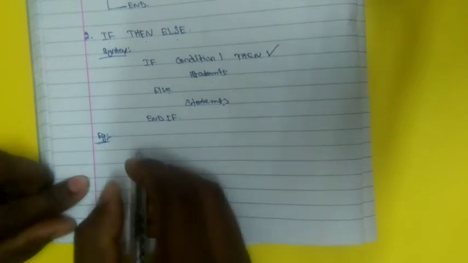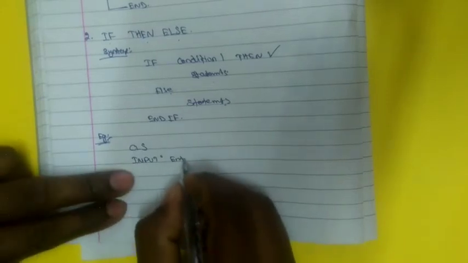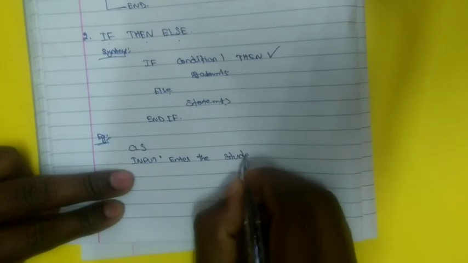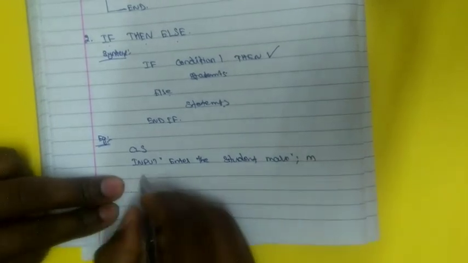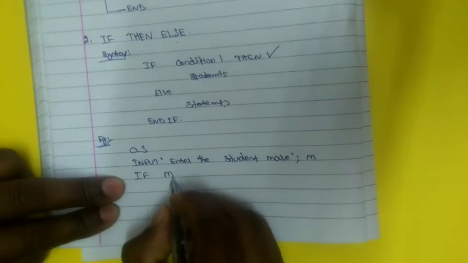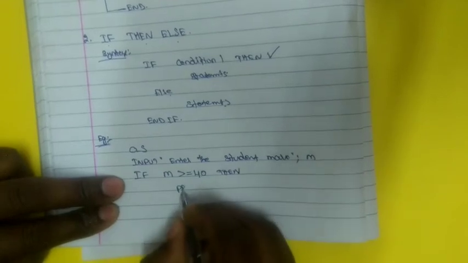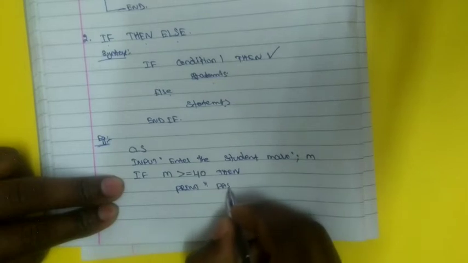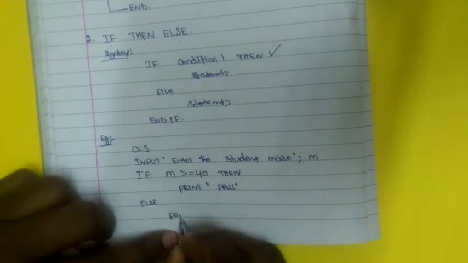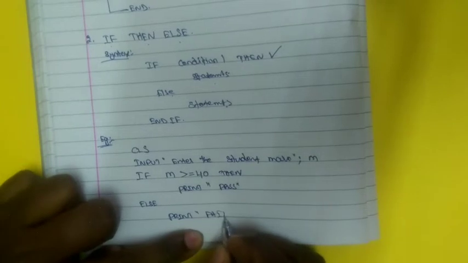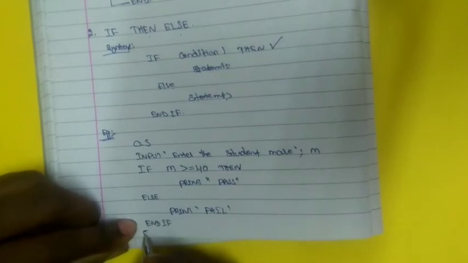The same example: clear screen, input, enter the student mark, that is m. If m greater than or equal to 40, then print pass. Else print fail. Finally, end if, end.